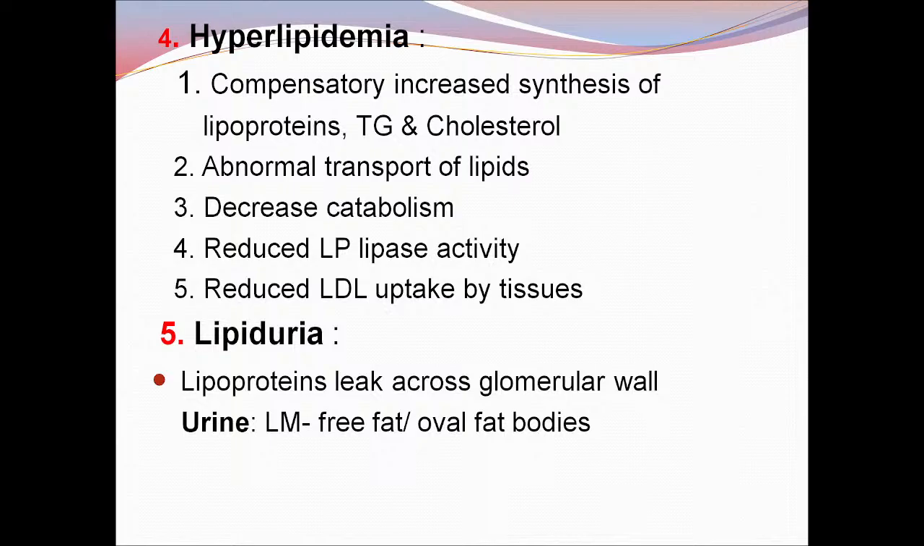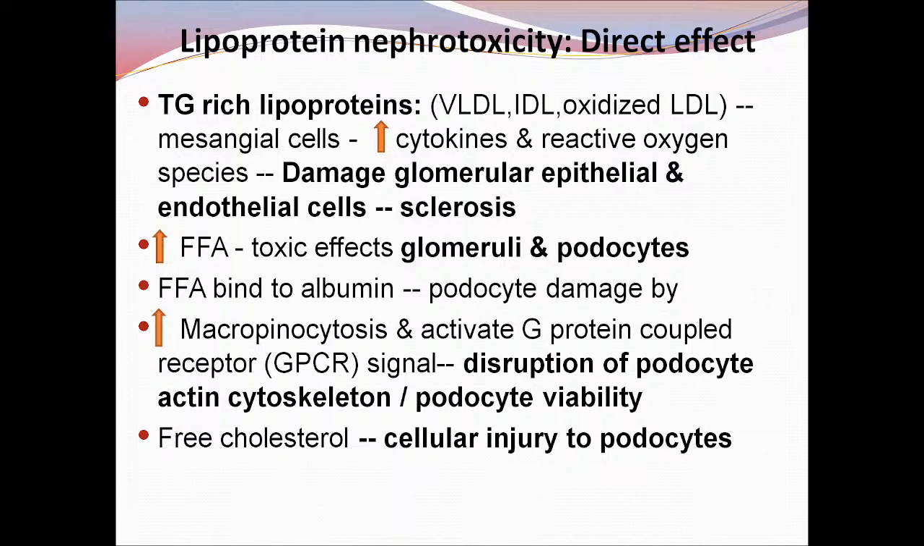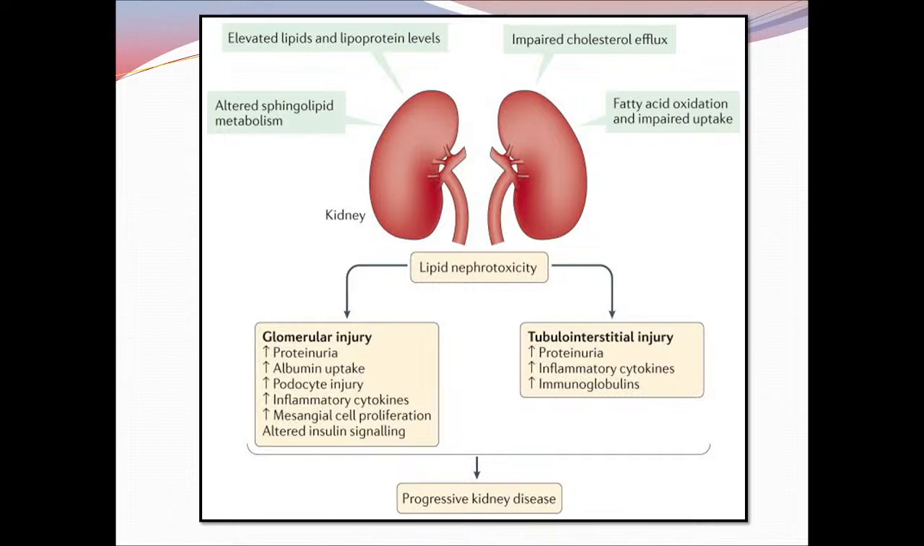So, this is the reason: compensatory increased synthesis of lipoproteins, abnormal transport of lipids, reduced lipoprotein lipase activity. This also leads to hyperlipidemia, and this hyperlipidemia is also nephrotoxic, which may cause increased proteinuria and decreased albumin. So, these are the vicious cycle, tubulointerstitial injury and podocyte injury. Because of nephrotic syndrome there is hyperlipidemia, and hyperlipidemia is directly toxic to the kidney. So, this is a vicious cycle, right.